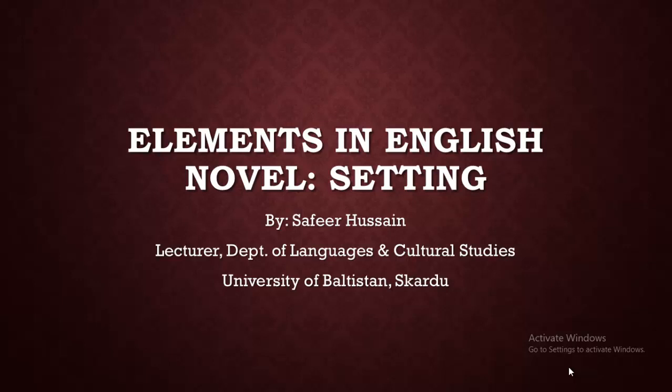We have been studying the English novel, and after the introductory studies and discussions we have come to the elements in the English novel. So far we have covered the plot and characters, and today we shall see the setting of a novel. What does it mean, and what different kinds of settings do we have in an English novel?